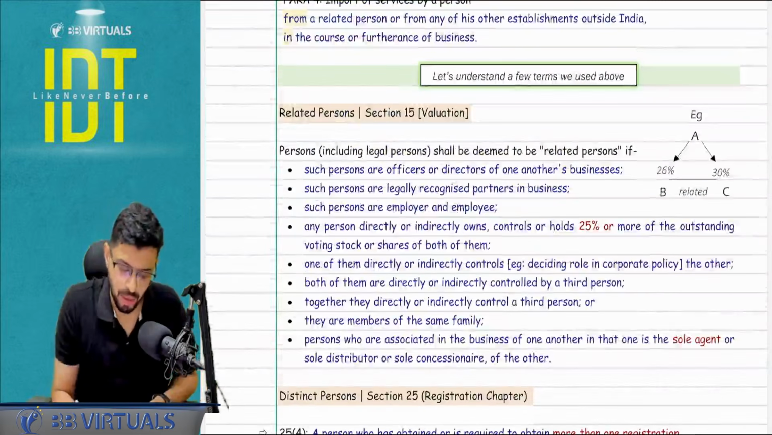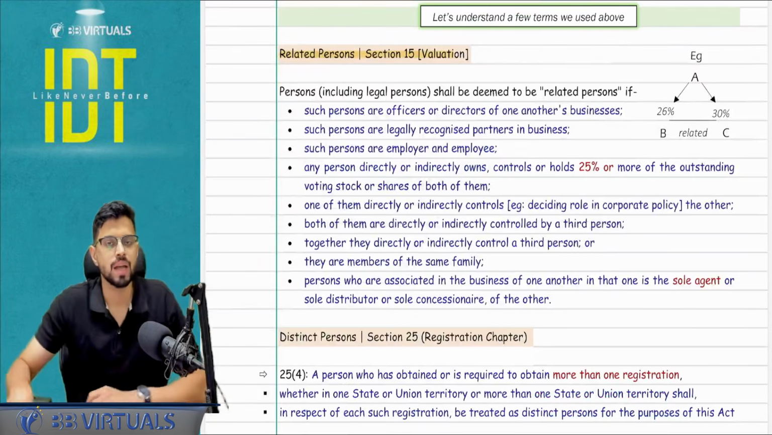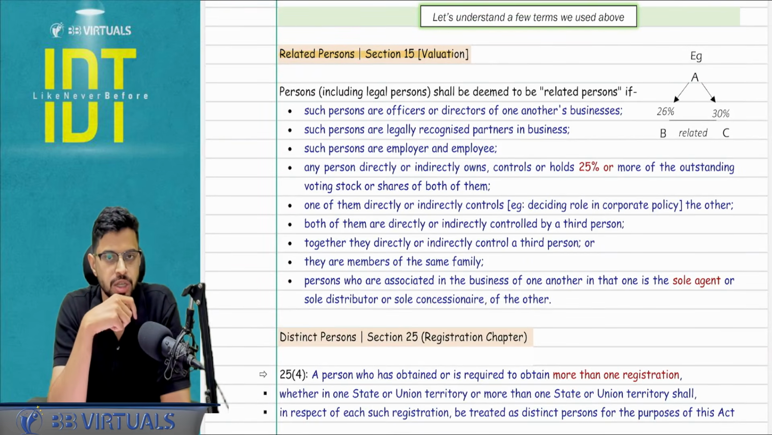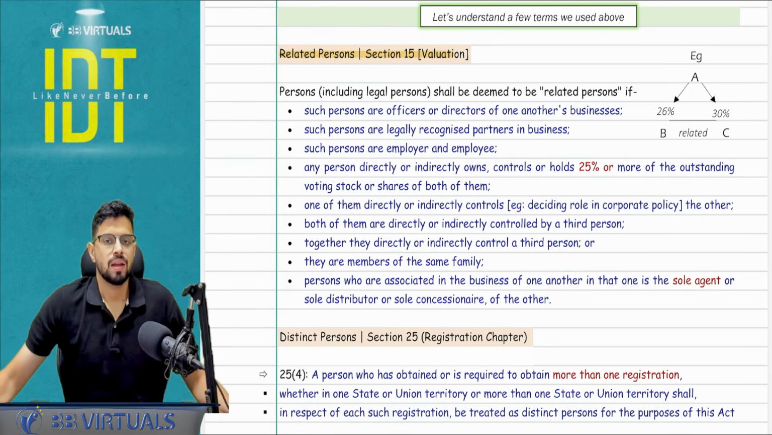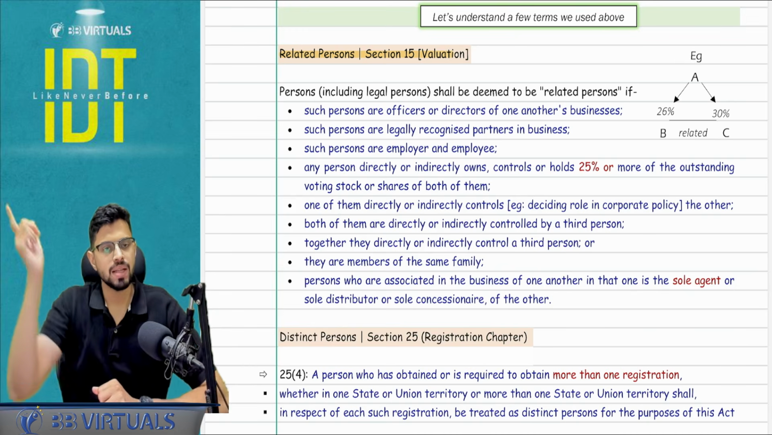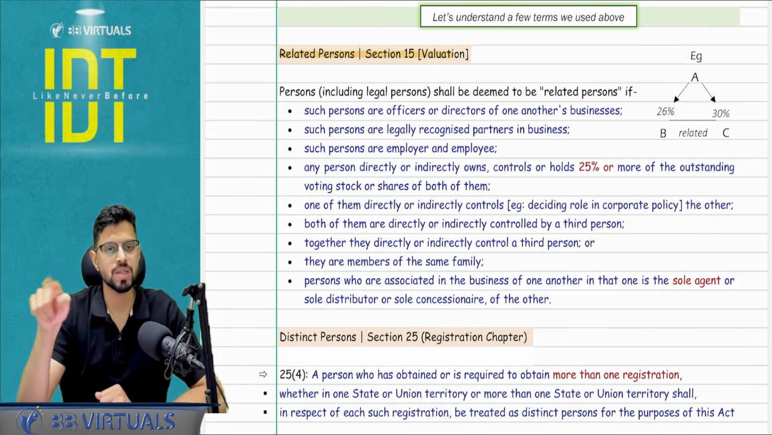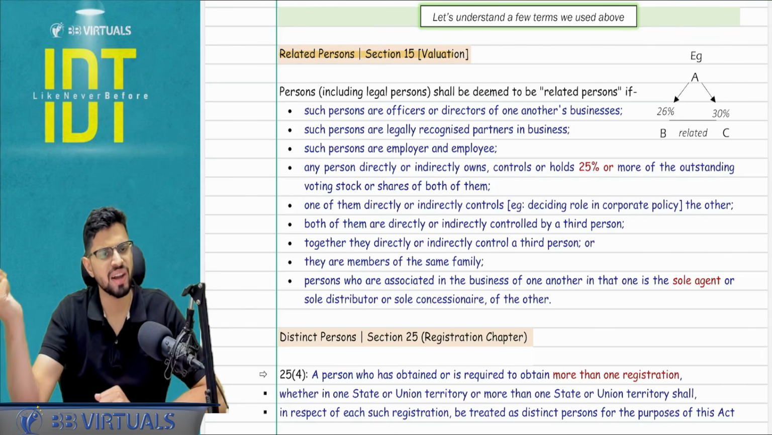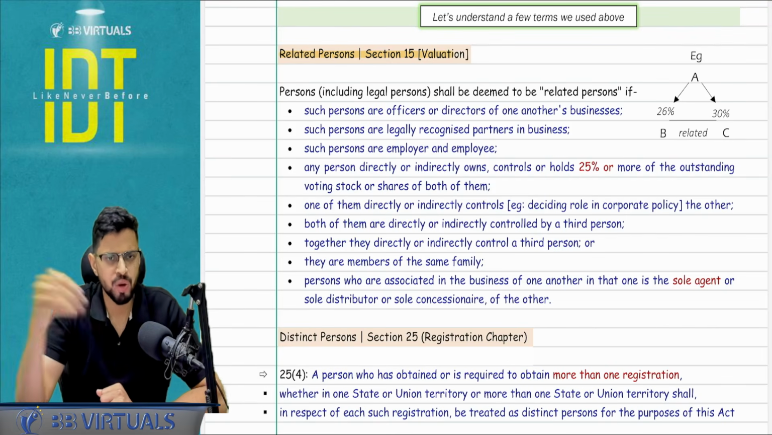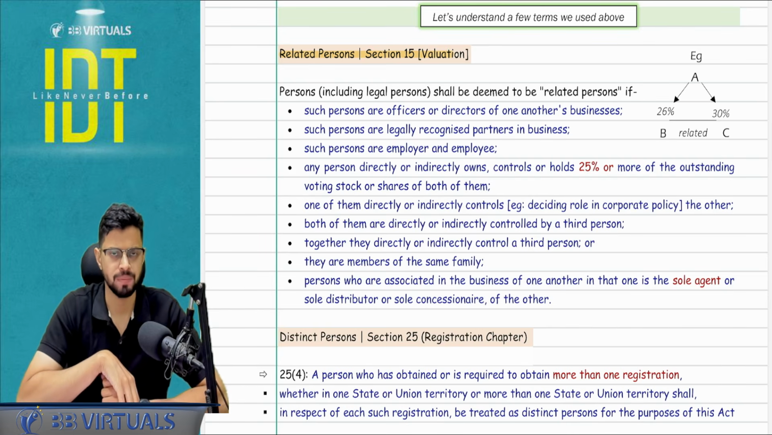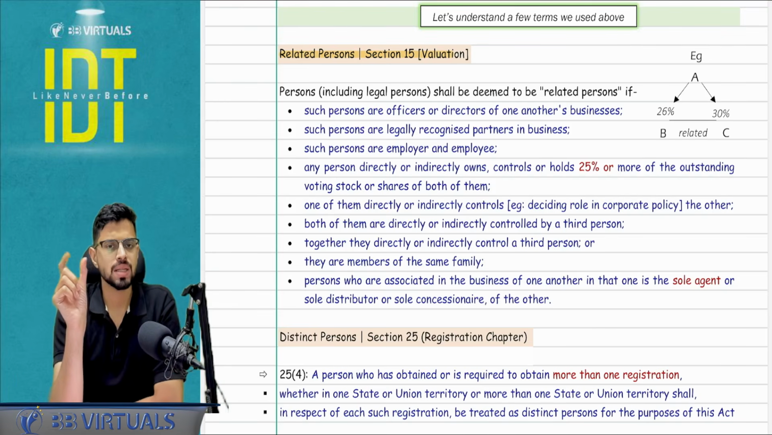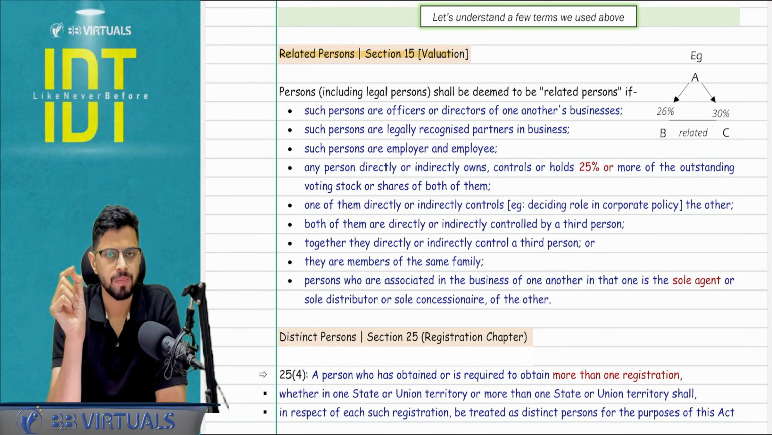Let's understand what is the meaning of related person. Now, related person has been defined in section number 15 that deals with the chapter of valuation. Sir, why defined in section number 15? Because valuation uses a condition of related person, so they have defined it there. Okay. I have put it in chapter number 1 itself because we have to use the definition of related person here as well. So related person means there is a relationship which is involved.